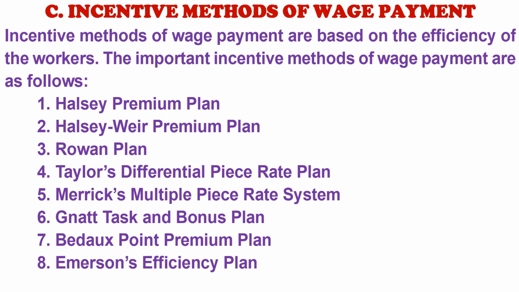C. Incentive methods of wage payment are based on the efficiency of the workers. The important incentive methods of wage payment are as follows. 1. Halsey Premium Plan. 2. Halsey-Weir Premium Plan. 3. Rowan Plan. 4. Taylor's Differential Piece Rate Plan. 5. Merrick's Multiple Piece Rate System. 6. Gantt Task and Bonus Plan. 7. Bedaux Point Premium Plan. 8. Emerson's Efficiency Plan.